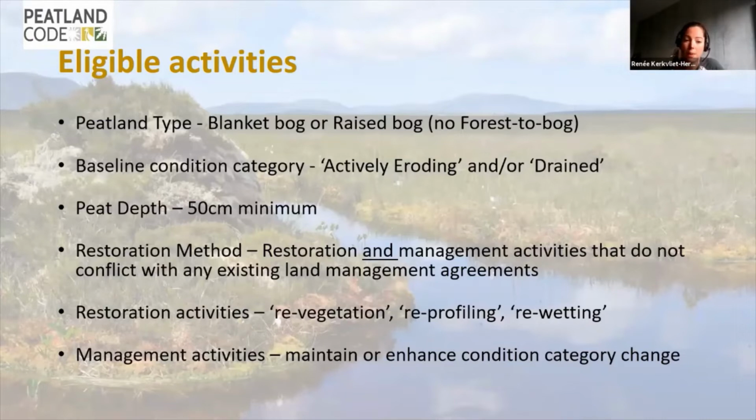You need to have a minimum peat depth of 50 centimeters. Your restoration and management activities cannot conflict with any existing land management agreements. Your restoration activities can be revegetating, reprofiling, and re-wetting. And you have to maintain or enhance your condition category change. So those are the really important things.